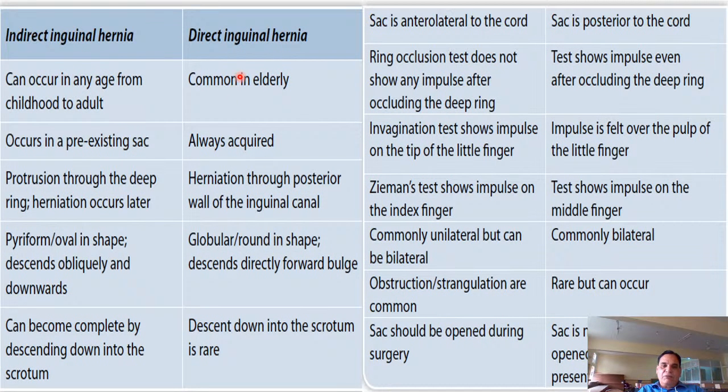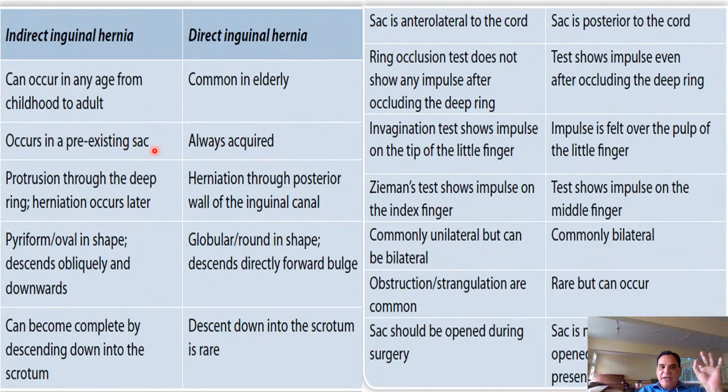So this page is important. You must read it carefully. This is from Leventhal, nothing very extraordinary. Indirect inguinal hernia, direct inguinal hernia. How do you compare them? This is most essential. Indirect: any age from childhood to adult. Direct: common in the elderly, occurs in a pre-existing sac.